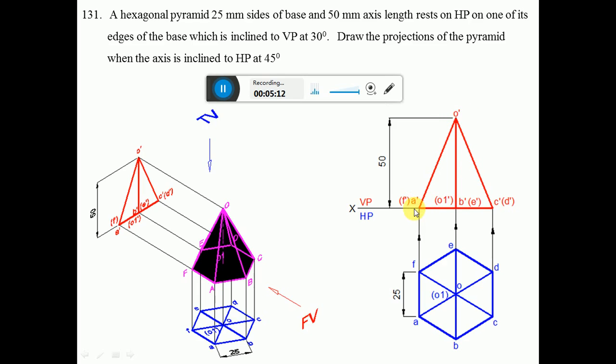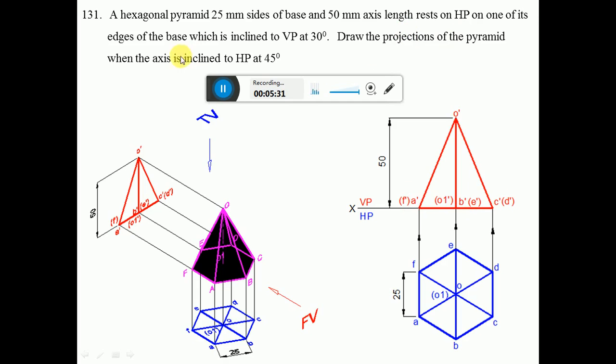Visible point to visible point is visible, so you dark this. Visible point to visible point is visible, so you dark this. Visible point to visible point is visible, so you dark this. So A dash, B dash, C dash all are visible, so you dark this. So you are going to get the triangle, which is going to be the front view.